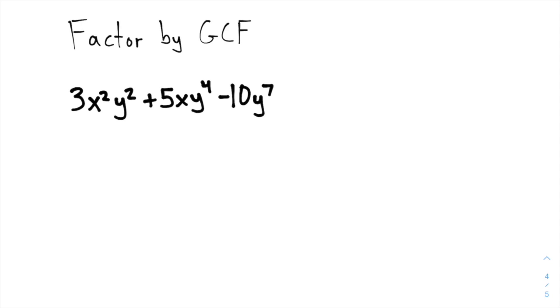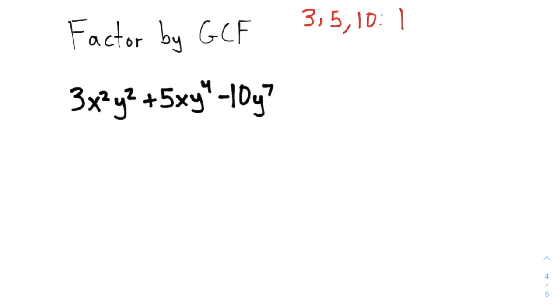Here we have another problem where we need to factor by greatest common factor. So we're going to look at the coefficients first. 3, 5, and 10. Well, let's start with the 3. The only factors of 3 are 1 and 3. 3 doesn't go into 5 and 10, so the greatest common factor here is a 1.